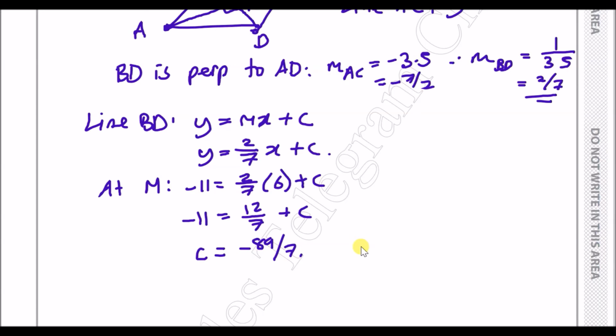So that's our c value. So we've got our line equation, yeah? So our line of BD will be y equals 2 over 7 x minus 89 over 7. Whew, that's a mad one.